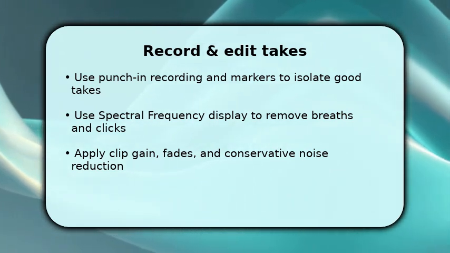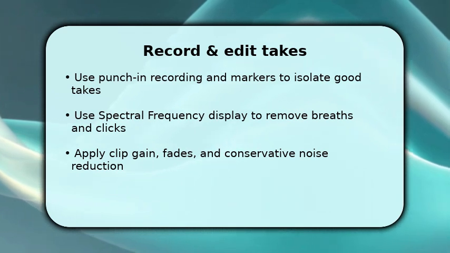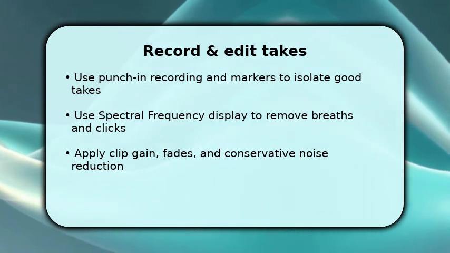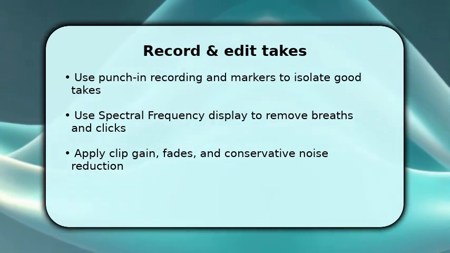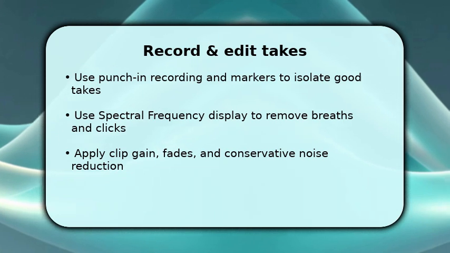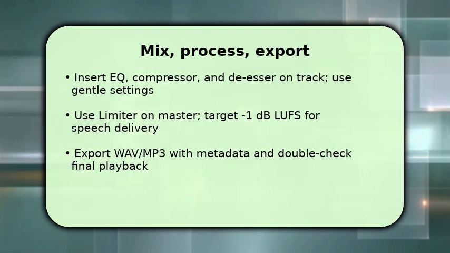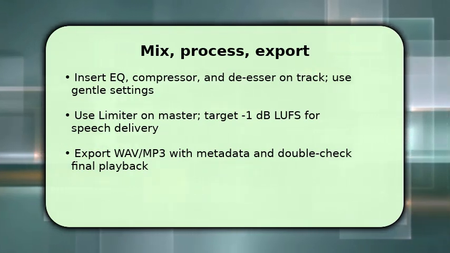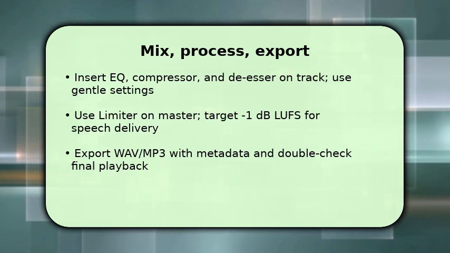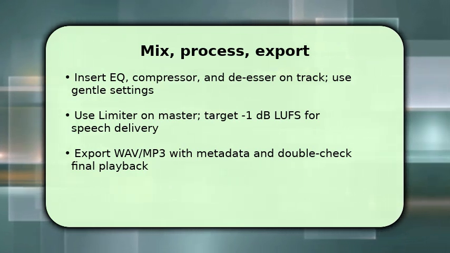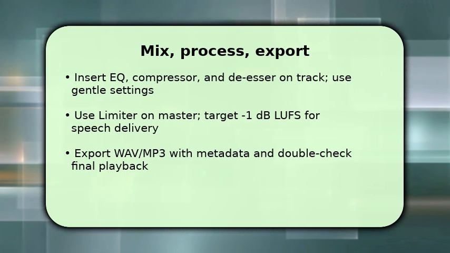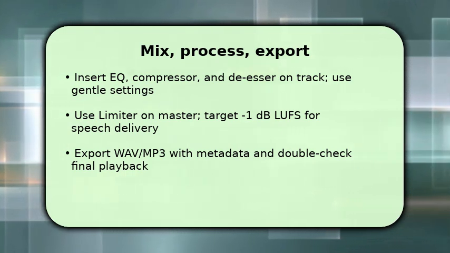When using noise reduction, capture a noise print and apply mild reduction so you finish by applying track processing, a subtractive EQ to tame lows and harsh highs, a gentle compressor to even dynamics, and a de-esser for sibilants. Once satisfied, add a transparent limiter on the master bus and aim for around -1 dB peak and roughly -16 to -14 LUFS depending on platform.